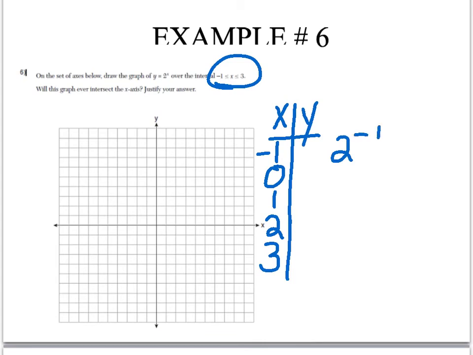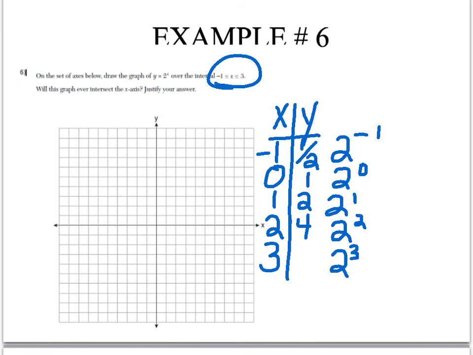Those are the values they're talking about in this inequality or interval. And 2 to the -1 would be 1 over 2 to the first. 2 to the 0 is 1. 2 to the first is 2. 2 to the second is 4. 2 to the third is 8. We're going to plot these points, and 2, 2, 4, and 3, 8. We are going to draw our curve that stops over from -1 all the way over to 3.